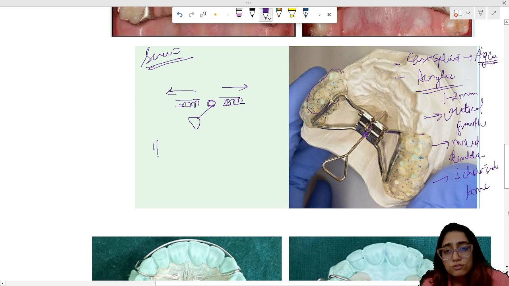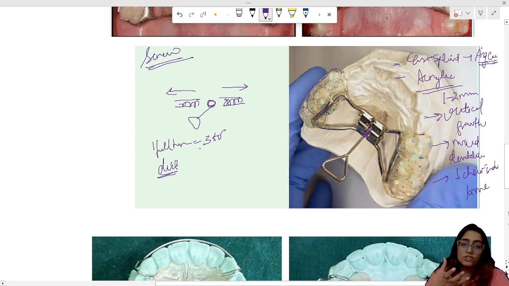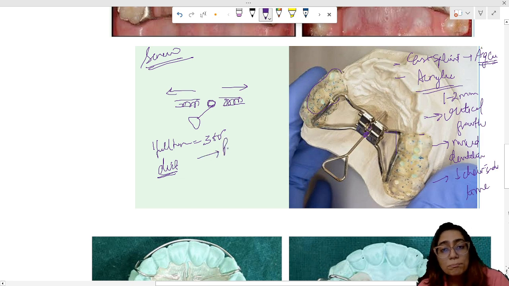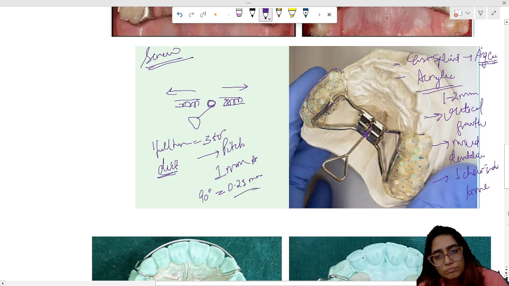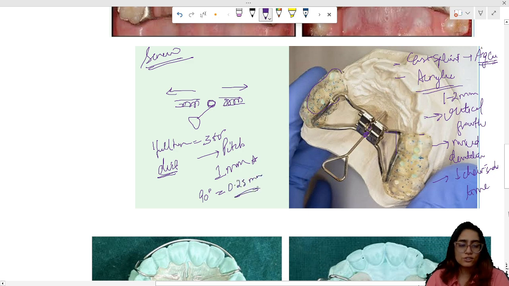One full turn is 360 degrees. The distance that is covered in one full turn, or the amount of expansion that is expressed while traversing this distance, is called the pitch of the screw, and for Hyrax it is 1 millimeter. Therefore every 90 degree turn is equal to 0.25 millimeters. So this is about the specifications of the screw.